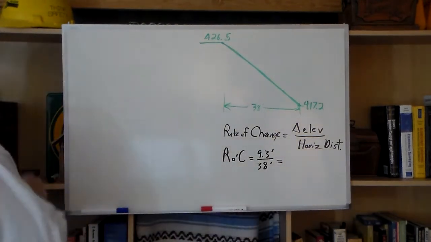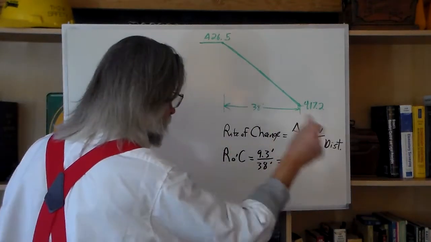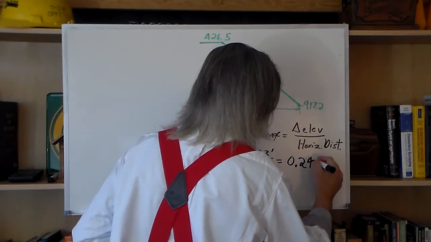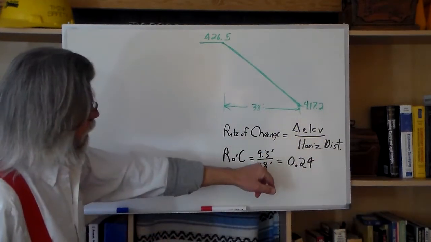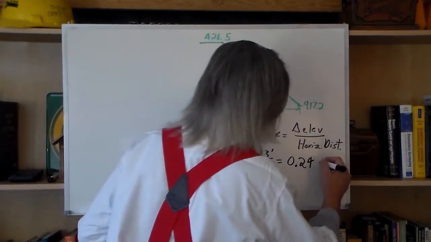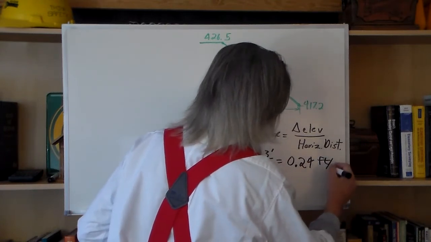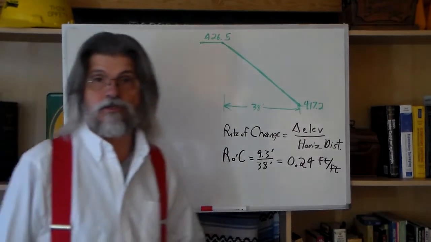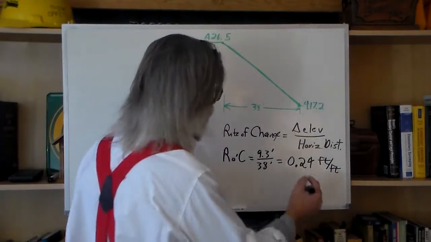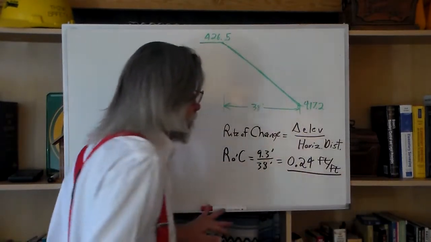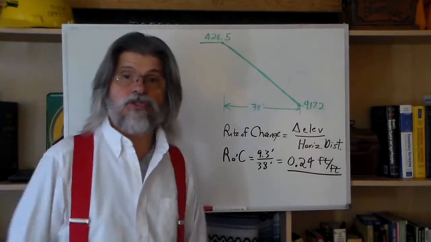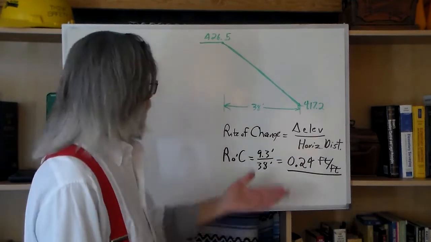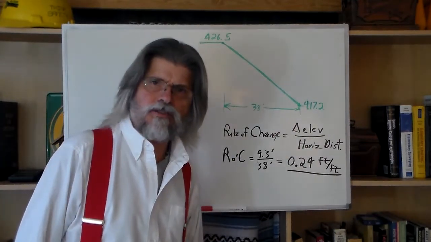And we're going to do the math here. Plus 0.24. And because this is feet divided by feet, that is in feet per foot. So our rate of change in this particular situation is 0.24 feet per foot. Very interesting information, important conceptually, but how the heck does that help us get to our contours?